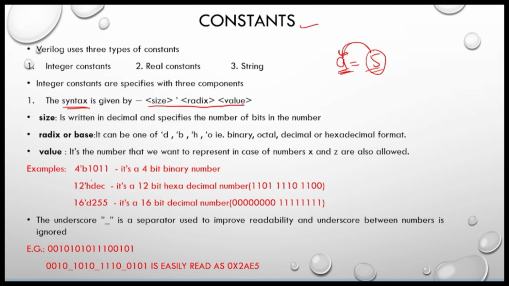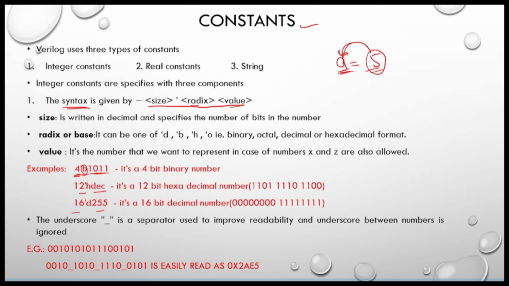First you should give the size. So what is the size of the bit? If you see here, this is the 4-bit size, then a tick. Next is the radix. Radix means whether it is binary, decimal, octal or hexadecimal. That is the radix, which format. And then the value. Value is nothing but the value you want to assign. So in this way, you will be assigning the values.